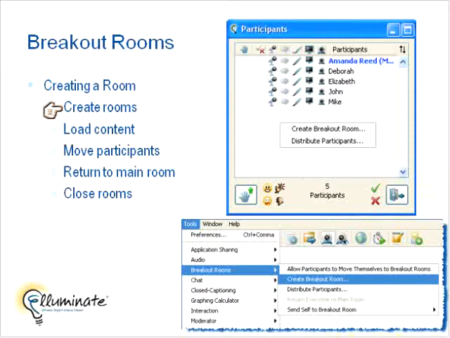You can create individual rooms by right-clicking in the participant window and selecting Create Breakout Rooms, give it a name, or go to Tools, Breakout Rooms, and choose Create Breakout Rooms. Some people are more comfortable with right-clicking. Some people like to be able to use a drop-down menu. Either way works the same. It's your choice. I can load content into those rooms. I'm going to show you how to do that. I'm going to show you how to move participants into the room. I'm going to show you how to move participants back into the main room.